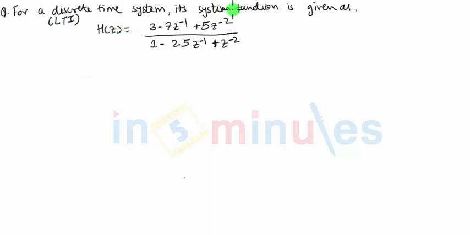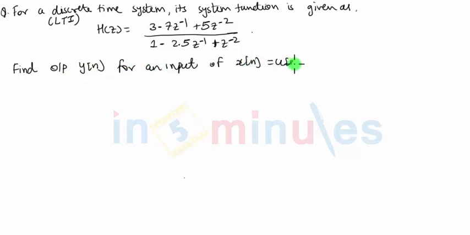We are given system function, which is also called transfer function, and the question goes something like this: find output y(n) for an input of x(n) equal to u(n) with zero initial condition. So initial conditions are not given. In simple words, initial conditions are mentioned to be zero. We are given the input signal, we are given the transfer function of the system, and we have to find out output y(n). Now let us see how this question can be solved.